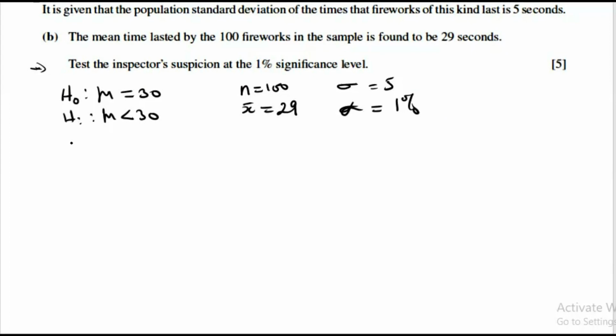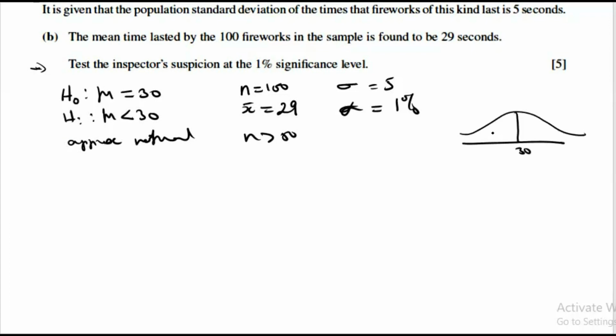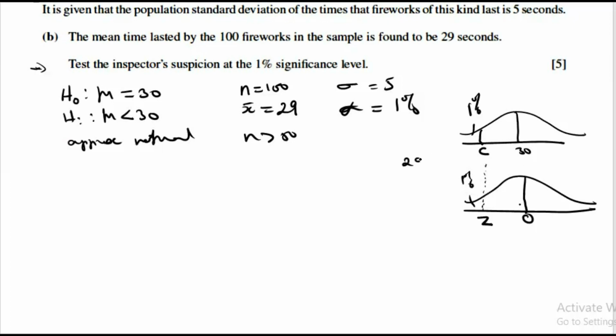So here it is approximately normal because n is greater than 50. I'm drawing a bell-shaped curve, centered at 30. This time it is left-tailed, so to the left side, and that is 1%. The critical value is here. Now to take the help of the standard normal distribution, this becomes 0, and this comes down over here, z. This is again 1%.